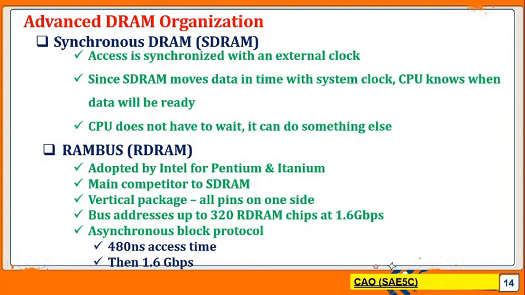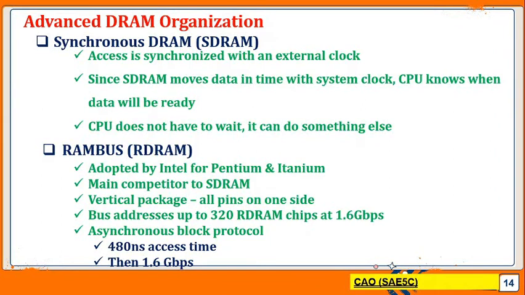Likewise, the synchronous RAM or the SD-RAM uses synchronous timing, and the data will be accessed in a sequential way. That is why the CPU does not have to wait to know when the data will arrive. The CPU knows when the data will arrive, because the synchronous RAM follows a sequential order, so it doesn't need to wait for long. In the meantime, it can do something else.